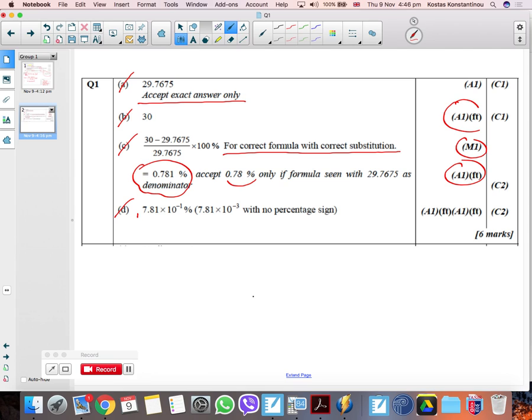And for D, you get either the answer we got with the percentage symbol or with 2 more zeros to the left, so 10 to the minus 3 with no percentage sign. And a lot of follow through points here. Okay.